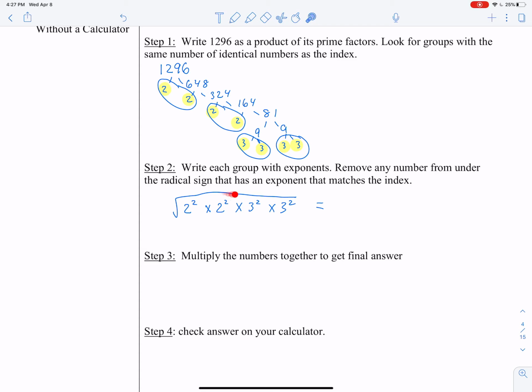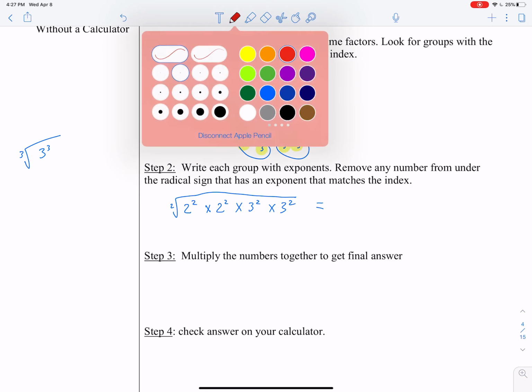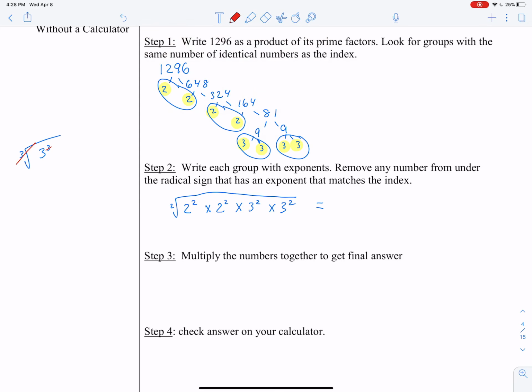a square root and an exponent that is the same as the index. So remember here, when it's not written, the index is 2. So this index and this exponent match. When I have that match, I can cross them out. They cancel. So let me show you some other examples. If I'm looking at a cube root and I have 3 to the 3, both the root and the exponent cancel and I'm just left with 3.